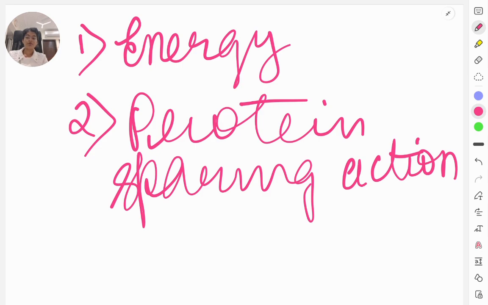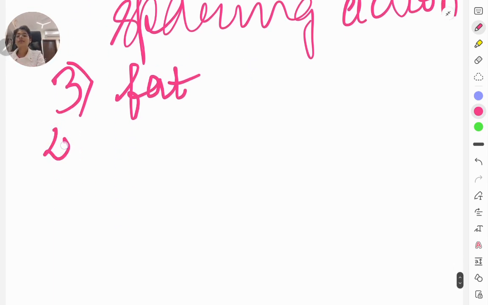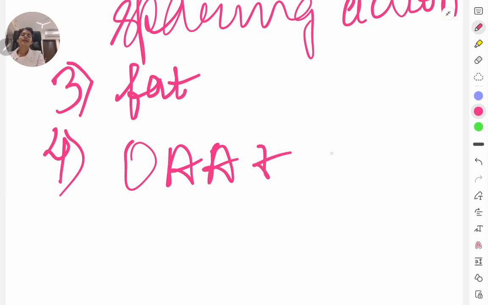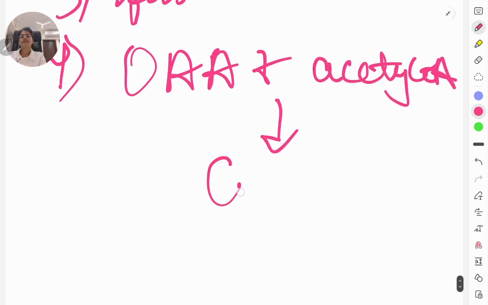That is the stored form of carbs. Now the next point is that they form fat when they are stored and in excess. Third is that they help in forming something called oxaloacetic acid. It, along with acetyl CoA, will form citric acid.